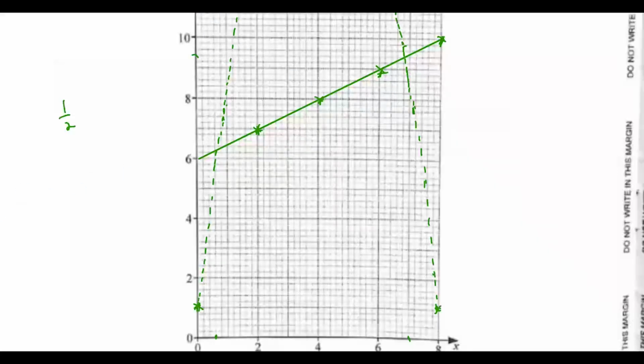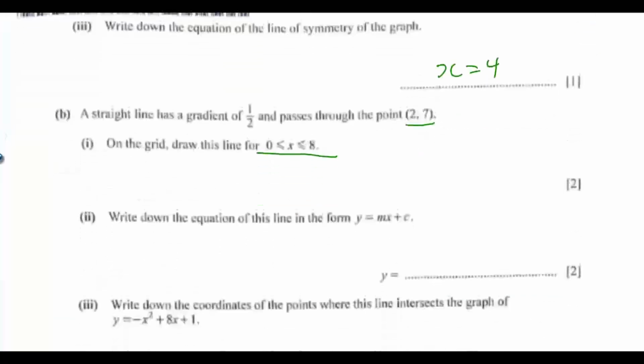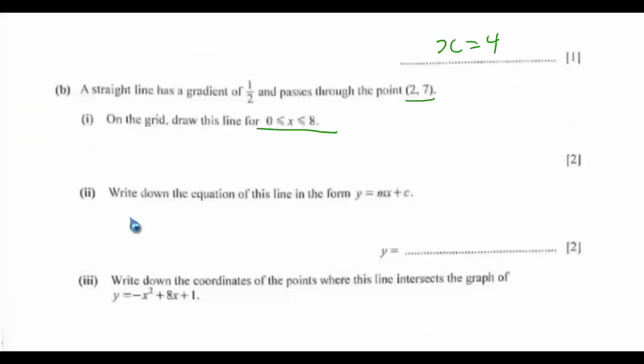Okay, let's go to the next question. Write down the equation of this line in the form y equals mx plus c. We have a point x1 equals 2 and y1 equals 7, and the gradient m equals 1 over 2. Using the formula y minus y1 equals m times (x minus x1), let's key in the values. We have y minus 7 equals 1 over 2 times (x minus 2).